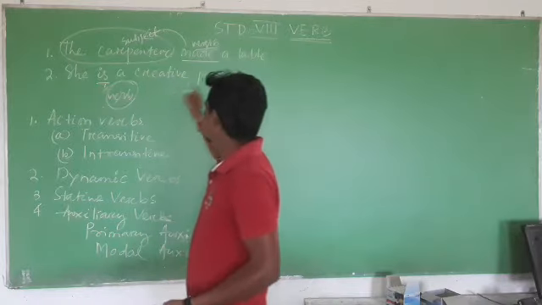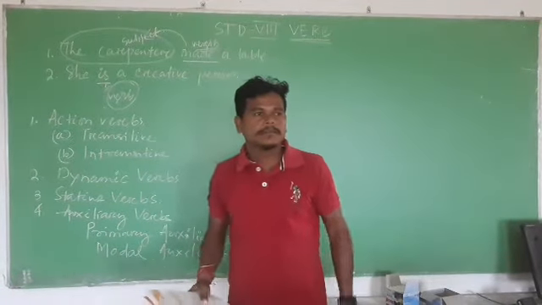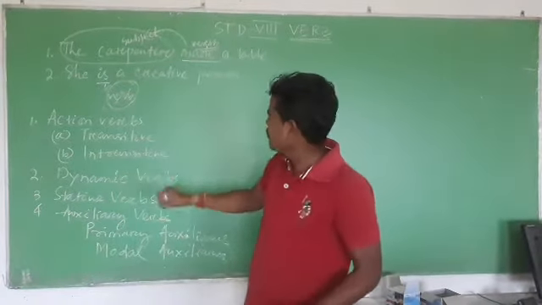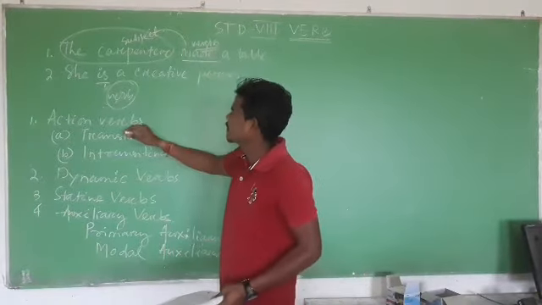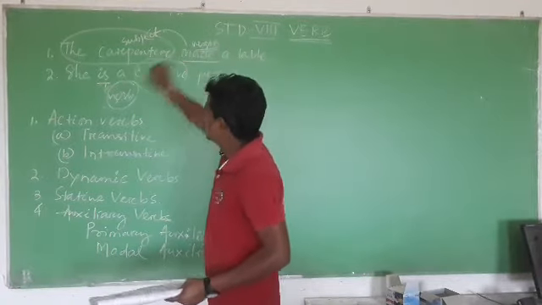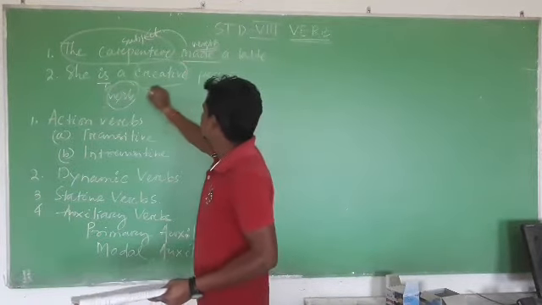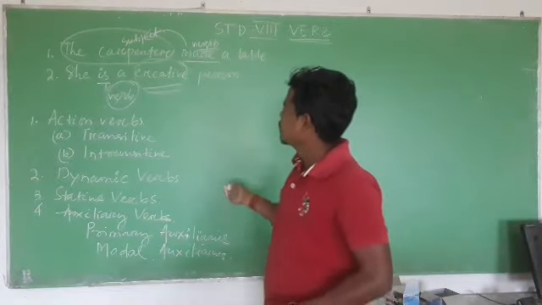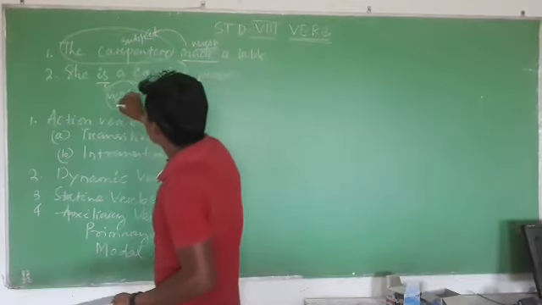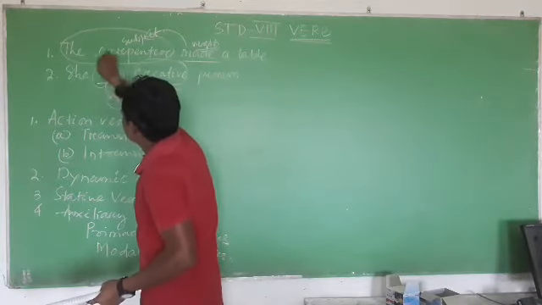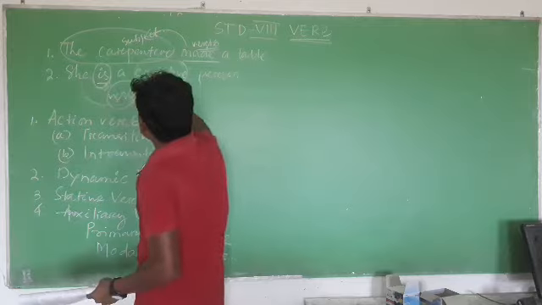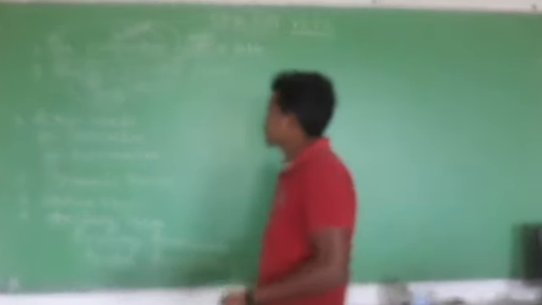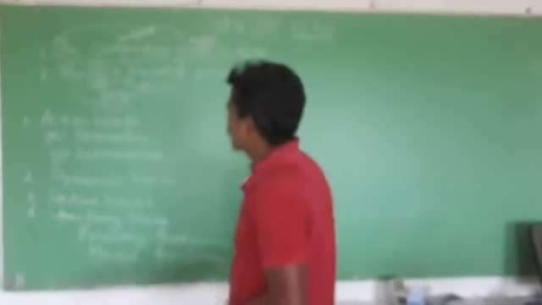In this sentence, she is a creative person, no action is done. But the verb shows the state of the subject, that being creative. She is creative. So in this sentence, no action is done, but the verb is saying what she is, right? So we will discuss this type here.